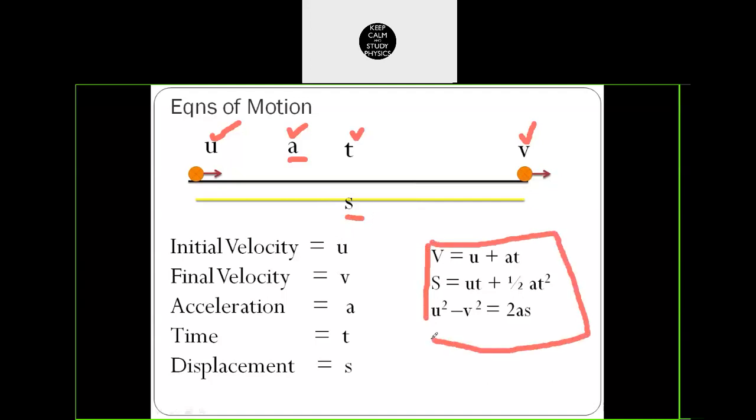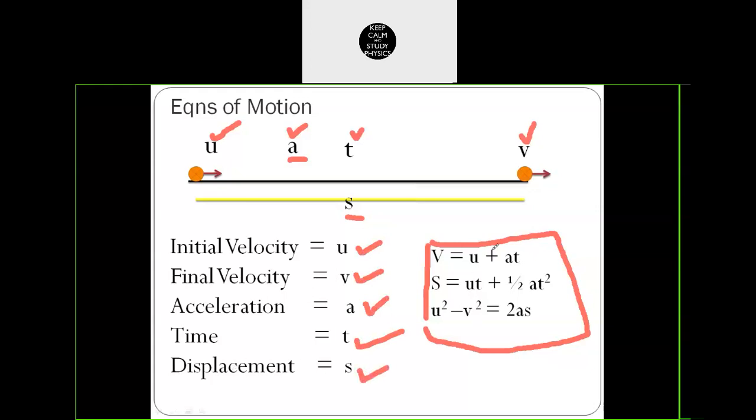What are these equations? v equals u plus at. s equals ut plus half at square. v square minus u square equals 2as. All these three equations you have learned in your lower classes, and they are applicable to bodies in the scenario I have just explained. We have characterized the motion: initial velocity is u, final velocity is v after a time of t seconds, acceleration is a, and displacement is s.